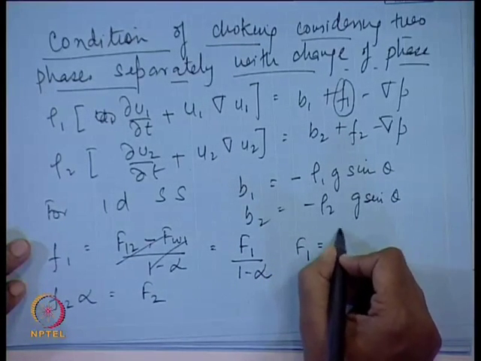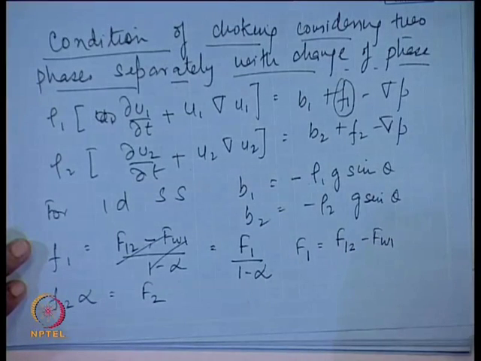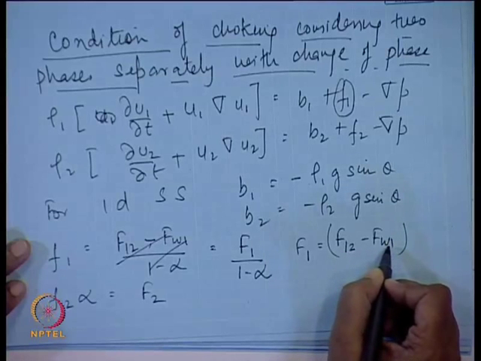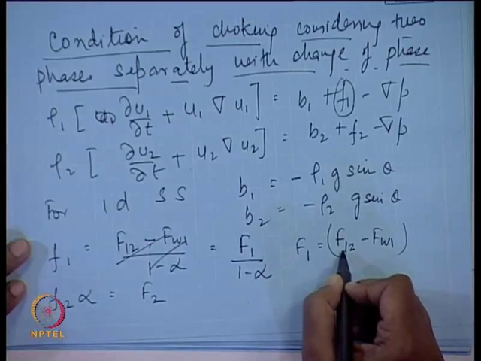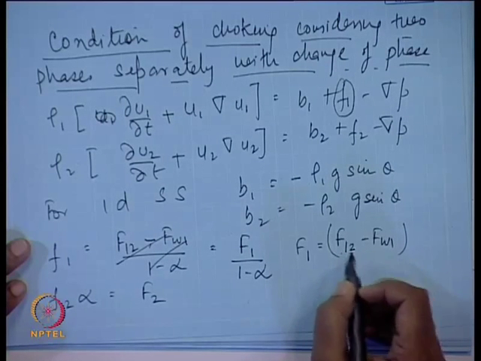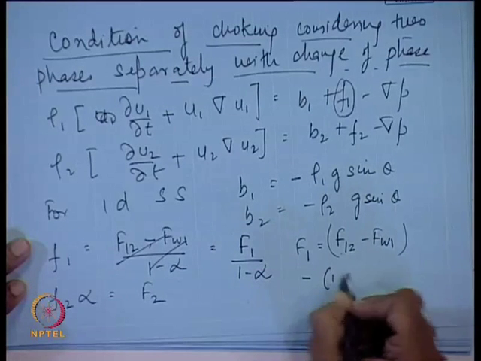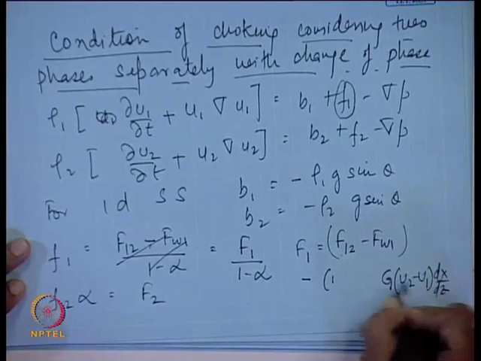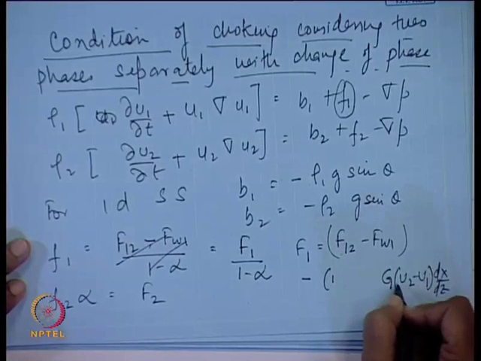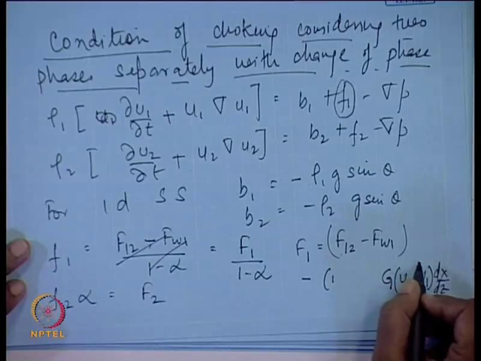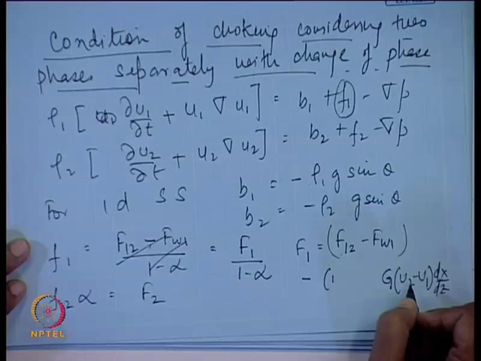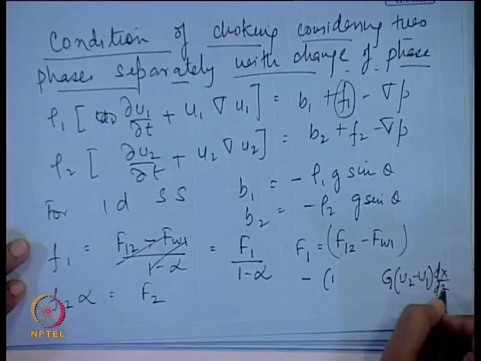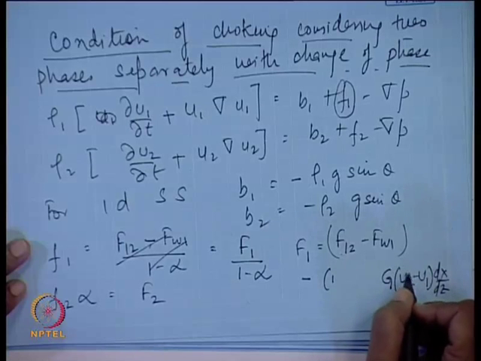F1 comprised of F12 minus FW1. If you remember, the interaction between the wall and fluid 1, the interaction between fluid 1 and fluid 2, and when there was a change of phase, what extra did we have? For change of phase, we had the total force G dx dz into U2 minus U1. G dx dz was the mass rate of evaporation, and U2 minus U1 was the velocity change which occurred due to phase change. You remember those things we had done already? That into U2 minus U1 gives us the total force associated with phase change.